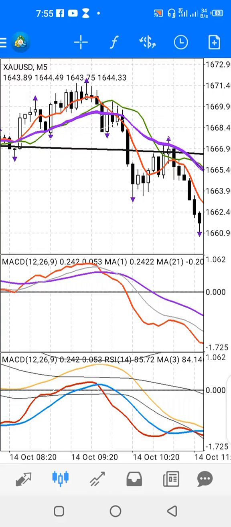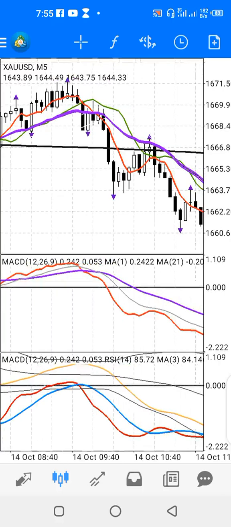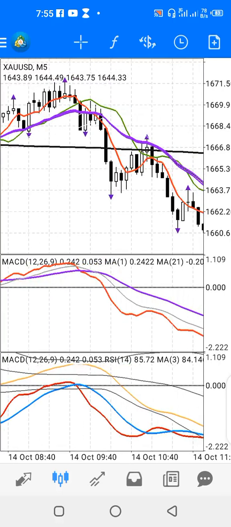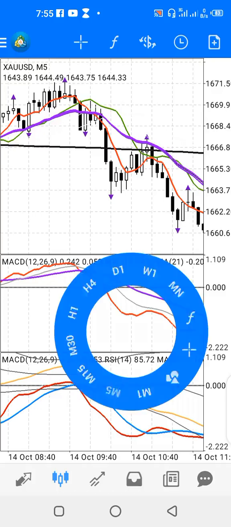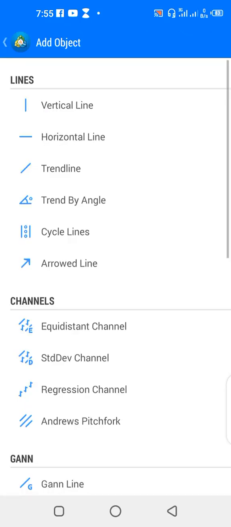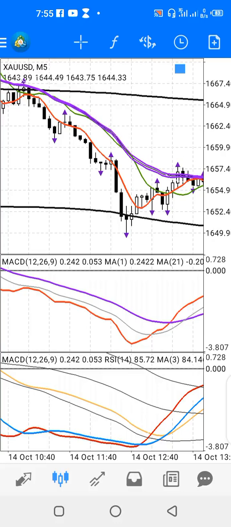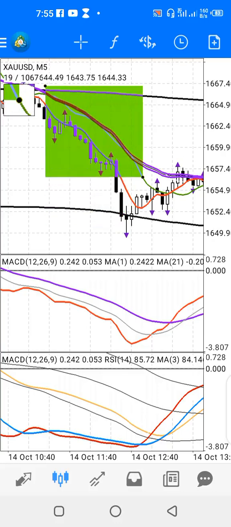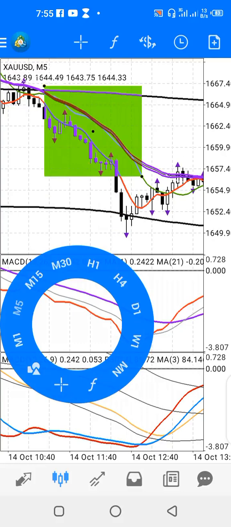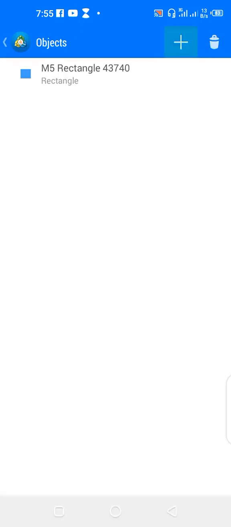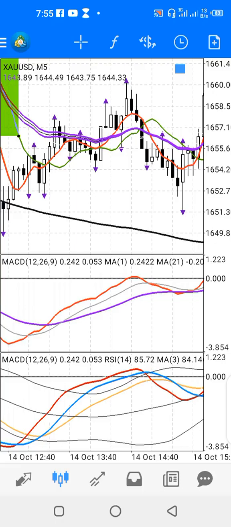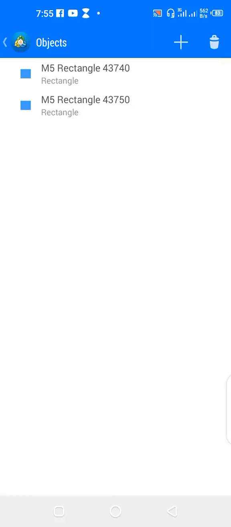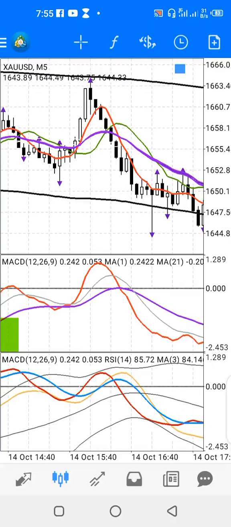I have XAU 5 minutes time frame on my chart, and I have some indicators that I've loaded on the chart. The chart is divided into three windows. I have the main chart, the main window. I have indicator window one. Okay, this is indicator window one. Then I have indicator window two. This is indicator window two.